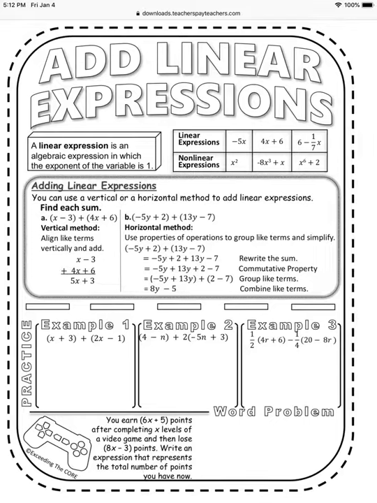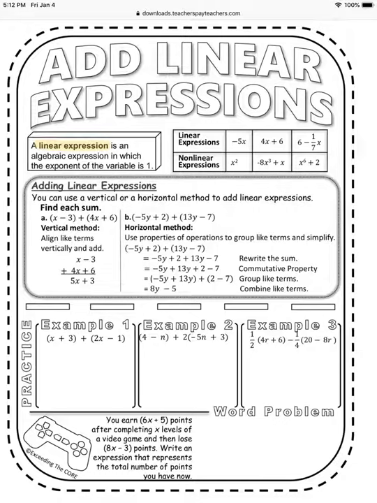Hello. Today's learning goal is I can add linear expressions. A linear expression is an algebraic expression in which the exponent of the variable is 1. Again, which means there are no variables raised to any higher power than 1. When a variable is raised to the power of 1, we don't even write that.